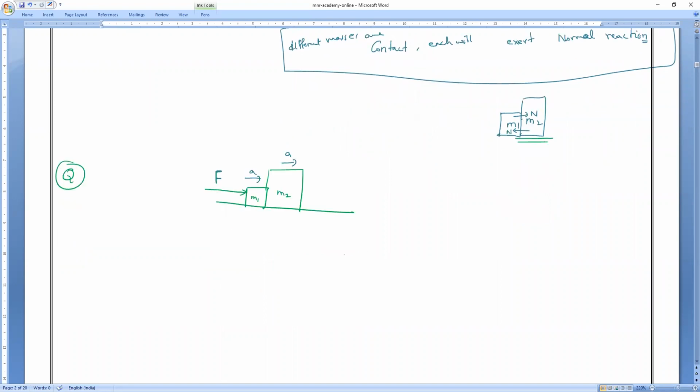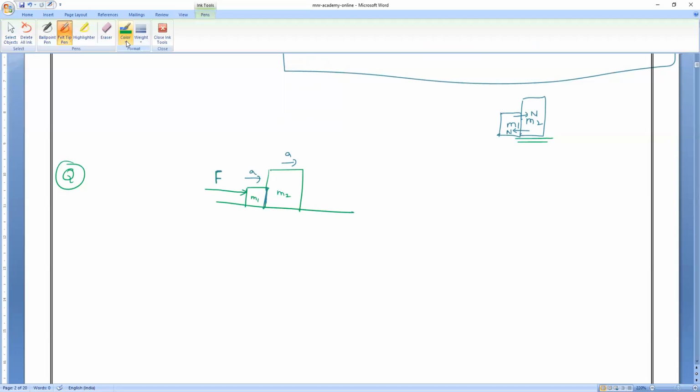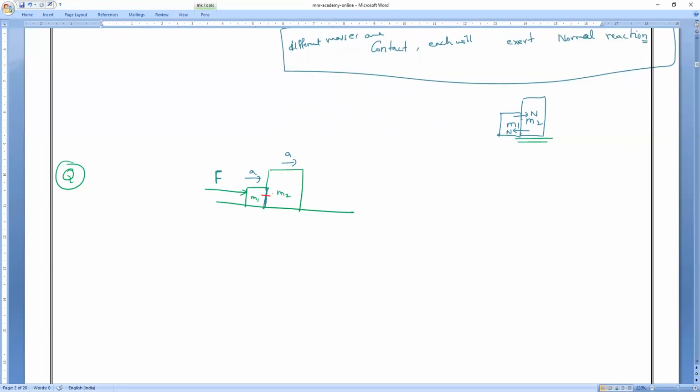Same direction. Now, all of you observe, as I told you, when the bodies are in contact with each other, what will happen? The first body will exert a force on the second body, and the second body will exert a normal force on the first body. So let me take the force exerted by the first body and second body as N dash. Then the second body M2 is exerting a normal force on the first; how much is it? It will also be N dash.